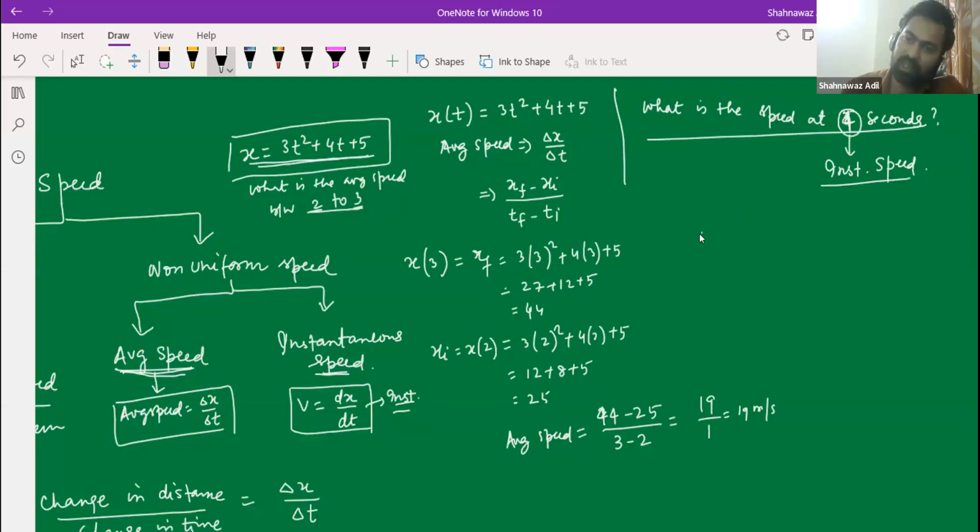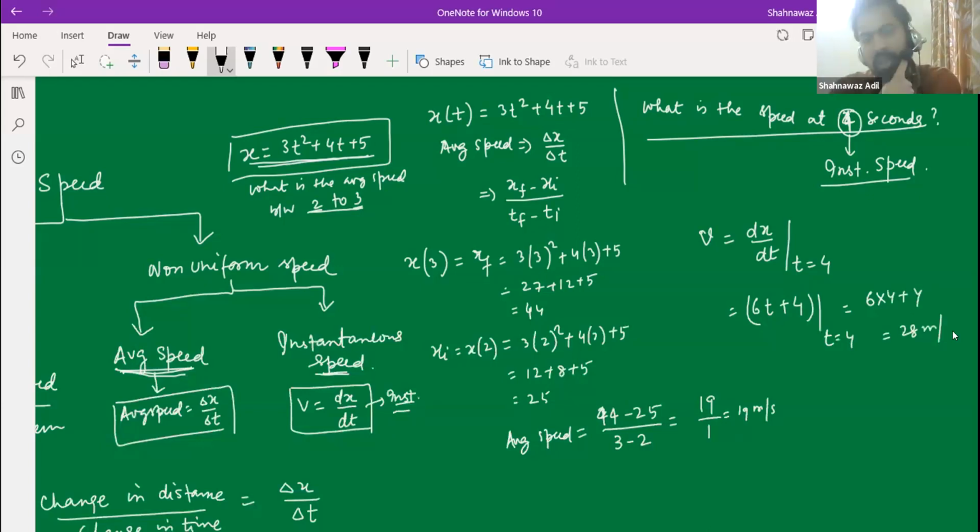So this would be how much? Let's say I write it as V. So dx by dt at t equal to 4 seconds. So how much is dx by dt? That is 6t plus 4, and t at 4 seconds. So how much is this thing? This is 6 into 4 plus 4. So 24 plus 4, that is 28 meter per second.